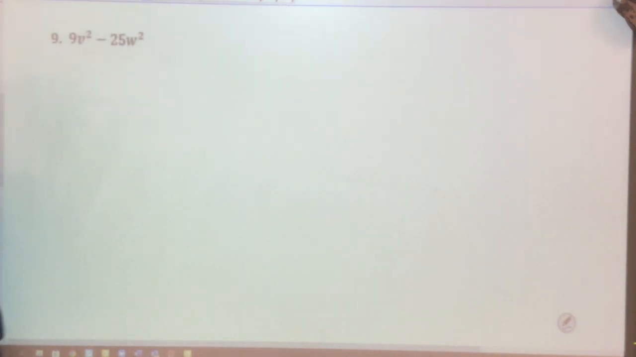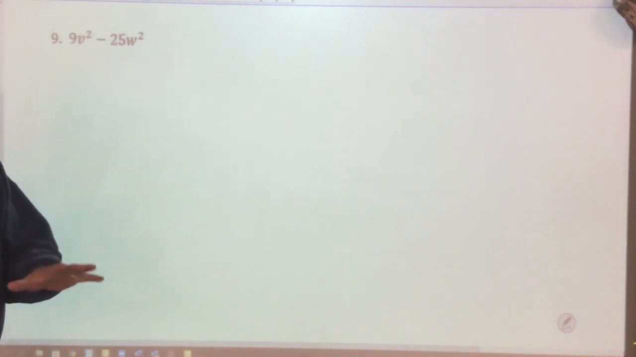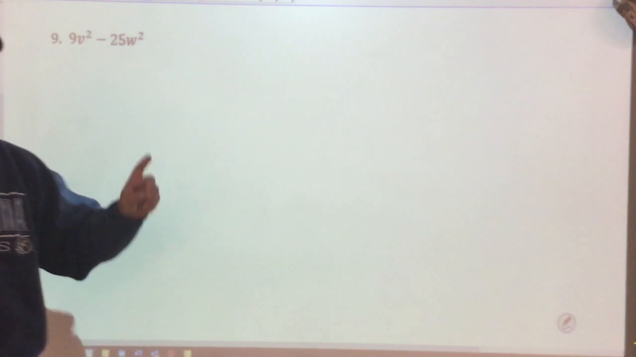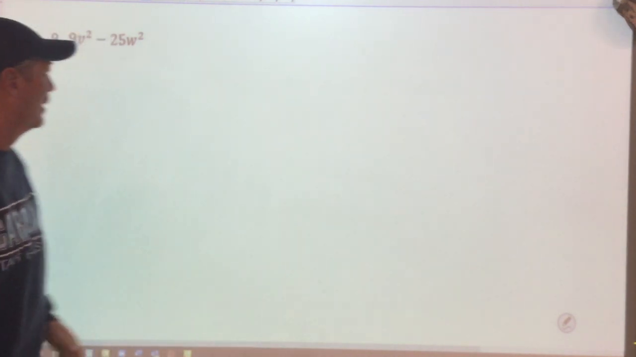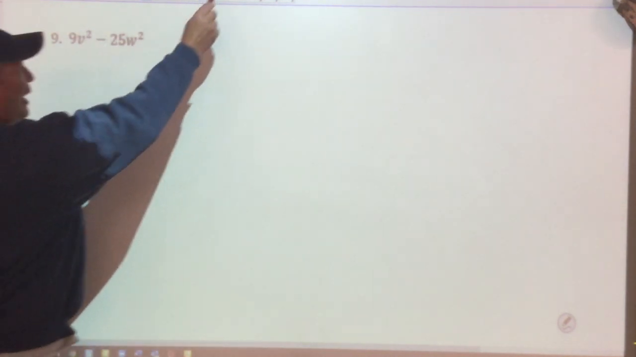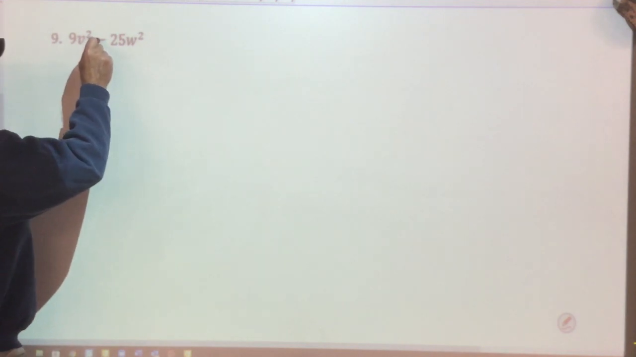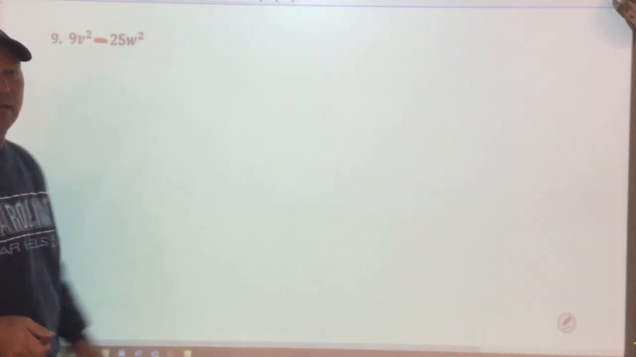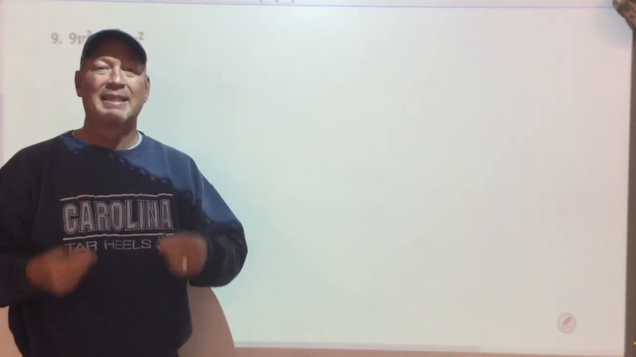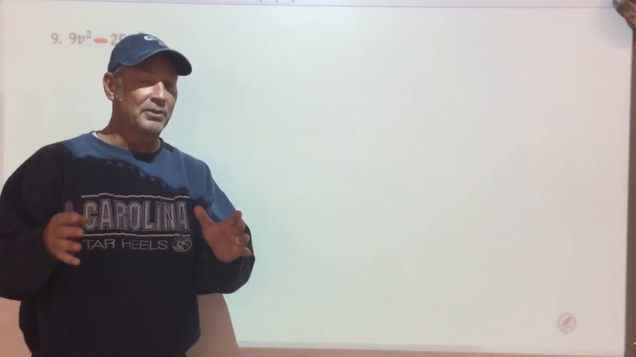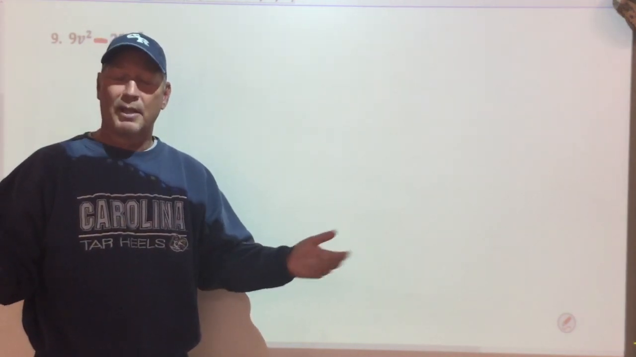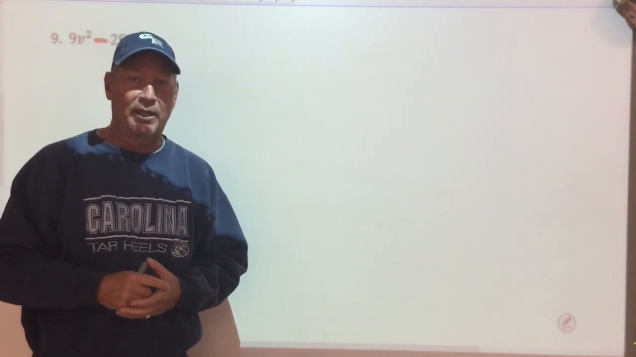9b squared minus 25. How many terms do you count? I count 2 terms. But what's in between my 2 terms? I have a minus sign. I come up and I notice that this is a minus sign. In math, that means difference. This is the difference of 2 somethings. Is it the difference of 2 squares, 2 cubes? I'm not sure yet. So I'm going to see if I can take out a greatest common factor.